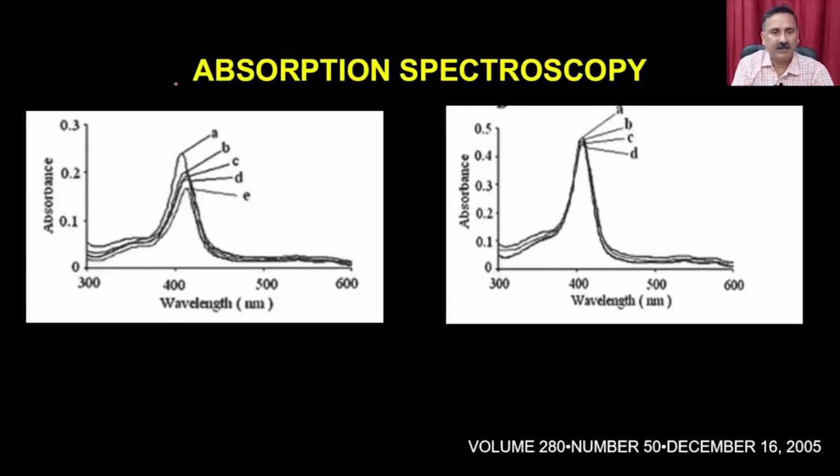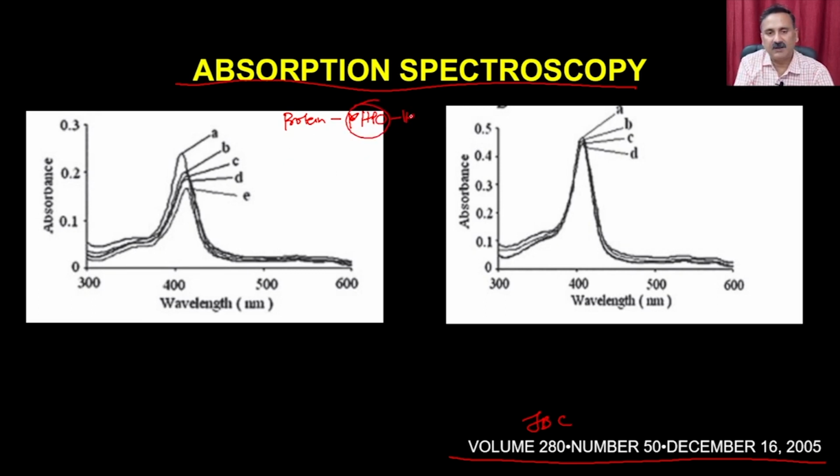So we have taken these examples, and this I have taken from one of the papers, from JBC. What you see here is a protein called HPO, hemoperoxidase. This is a protein which contains heme as the functional group, or heme as a cofactor.